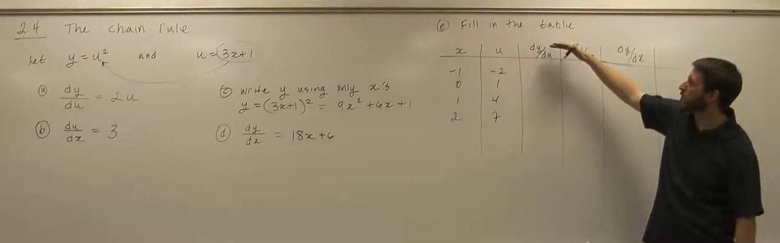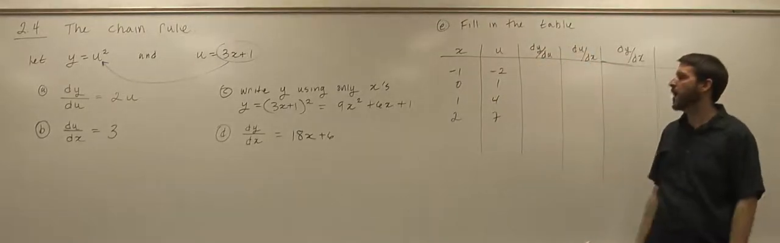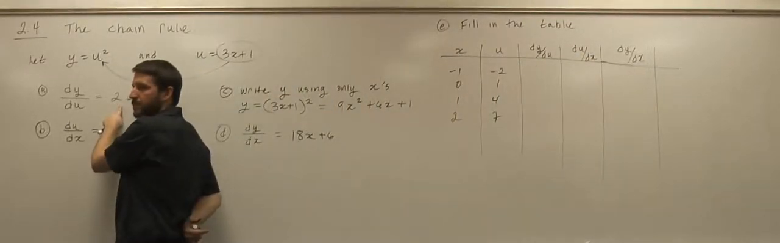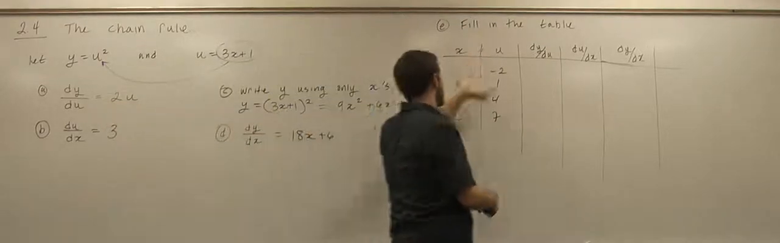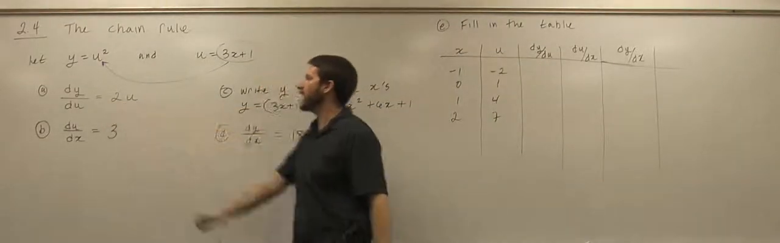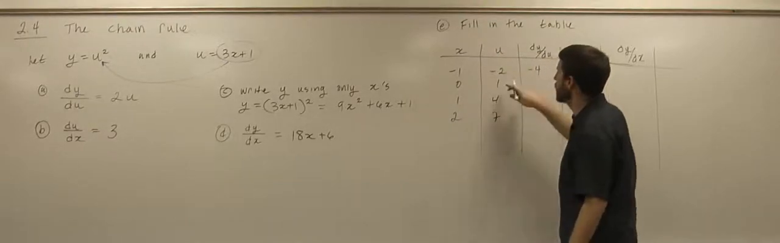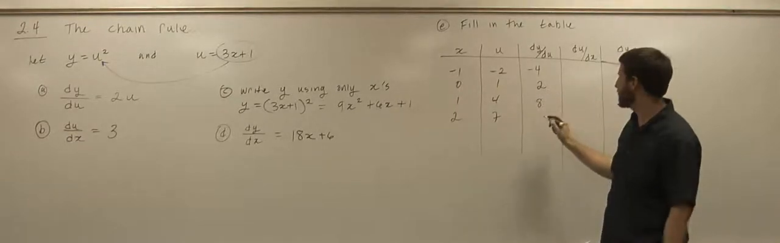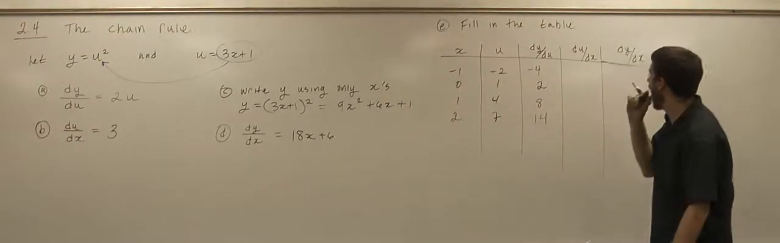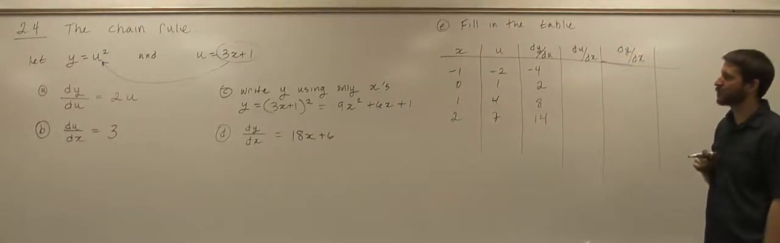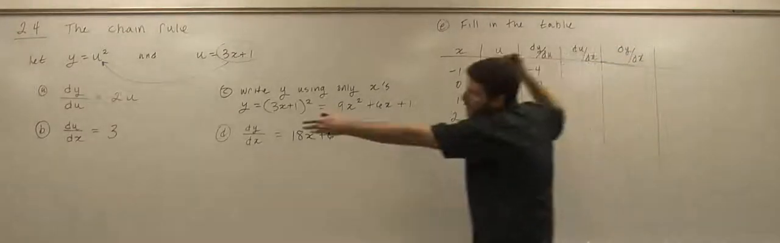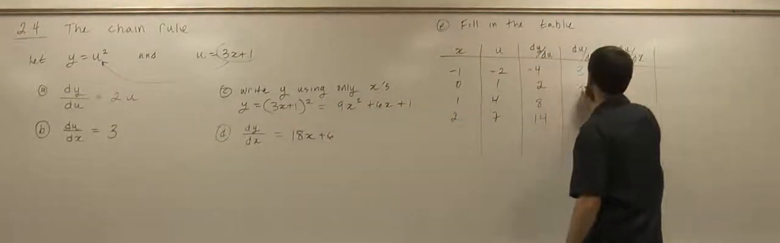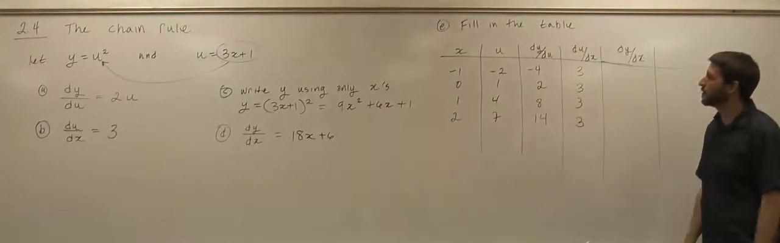Now I want to know what the derivative of y with respect to u is at this point. How do I do that? I have dy du. What should I plug in? U, right? Plug in all my different u's. When u is -2, dy du is -4. When u is 1, 2. When u is 4, 8. And when u is 7, 14. What about du dx? Well, it's just 3 always, so there's really nothing to plug in. Du dx is always 3, no matter what u or what x is.